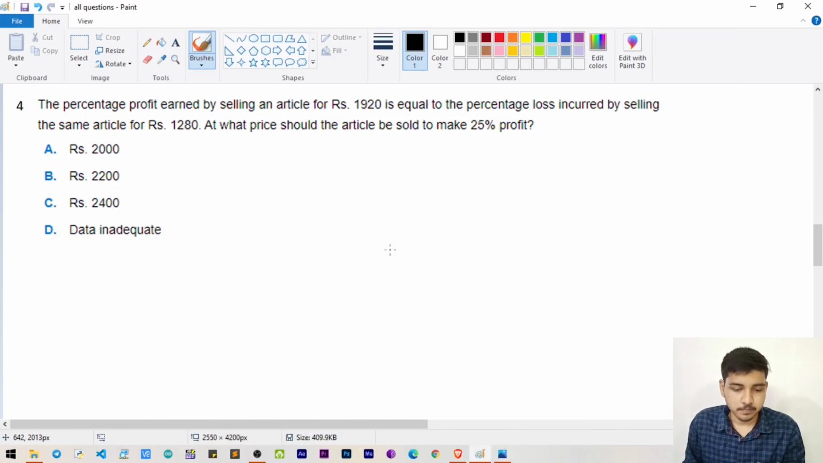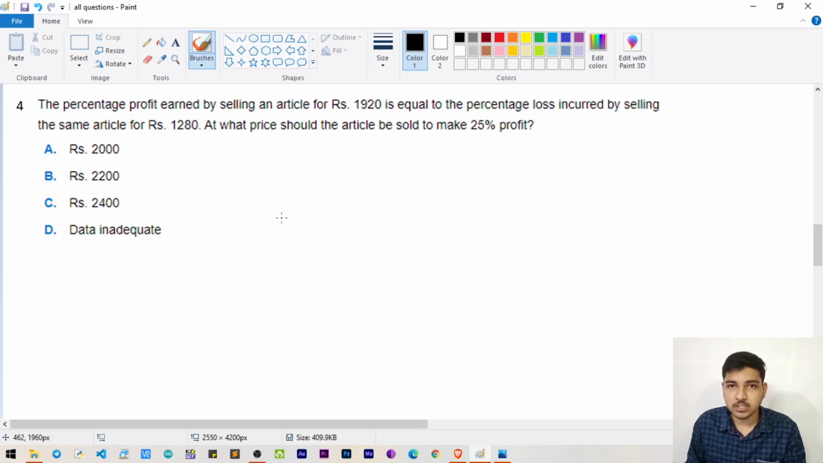Question number 4. The percentage profit earned by selling an article for 1920 rupees is equal to the percentage loss incurred by selling the same article for 1280 rupees. At what price should the article be sold to make 25% profit? So here we have been given two selling prices. One gives us profit and one gives loss. So we don't know the cost price.